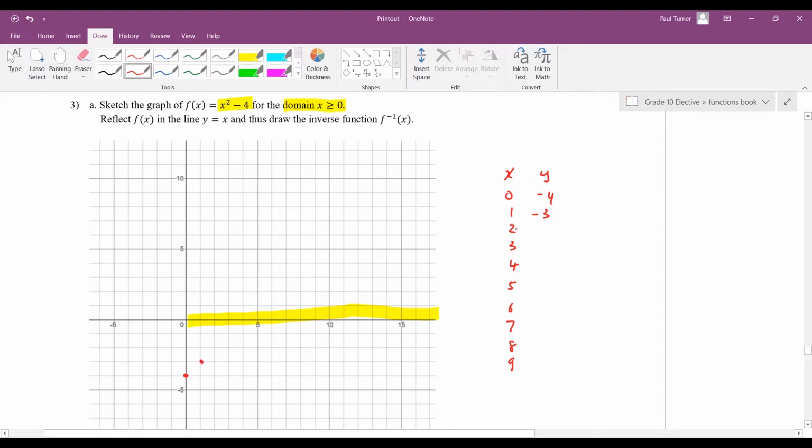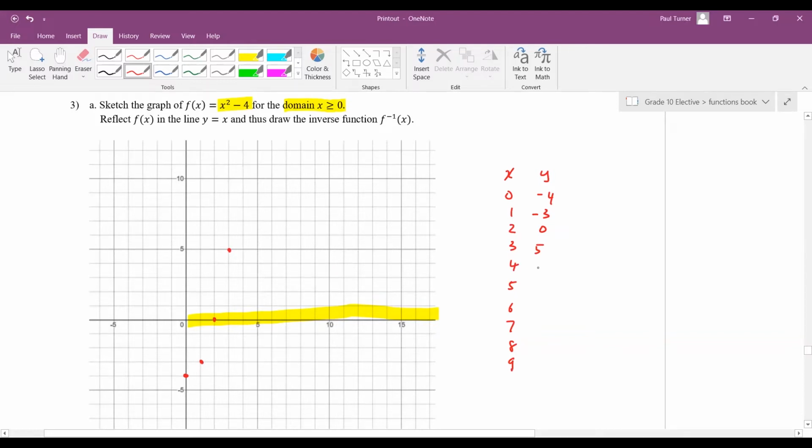2 squared is 4. 4 minus 4 is 0. So that's going to be here, 2, 0. So 3 squared is 9. 9 minus 4 is 5. So 3 would come up to 5. So you can see you've got part of a quadratic, but you don't have this side.